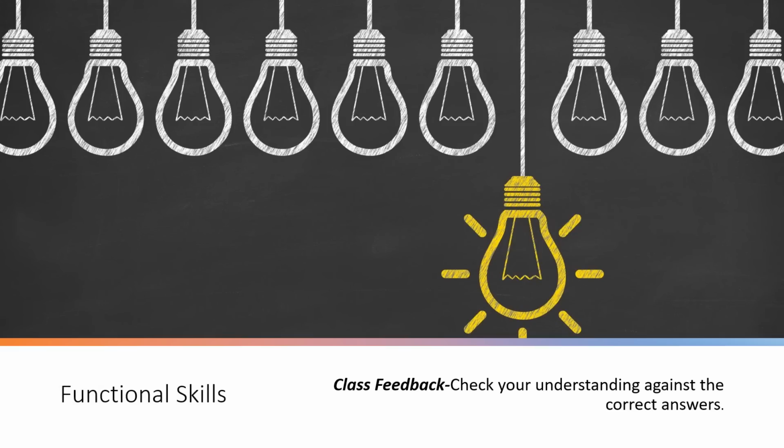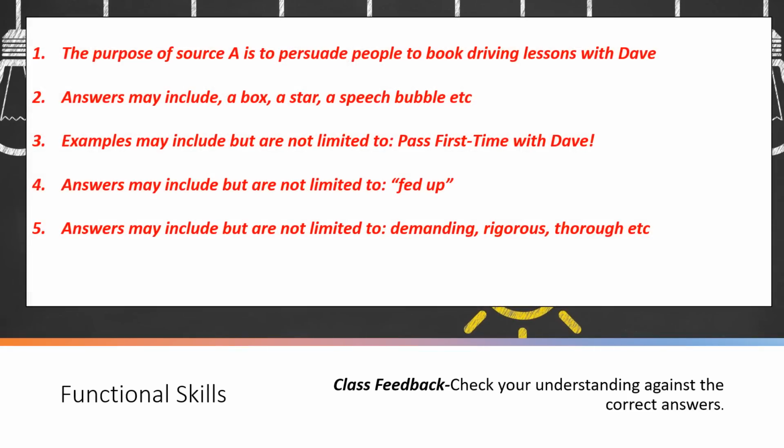Class feedback. Check your understanding against the correct answers. So for number 1, the purpose of source A is to persuade people to book driving lessons with Dave. For number 2, if we think about what the actual question asked us, it said what layout feature has been used to show readers how much the offer costs. So we've got a box, a star, a speech bubble, etc. So that's where at the end of the page we had that kind of star type shape that went around the offer. Number 3 said identify one way the writer creates a sense of excitement.